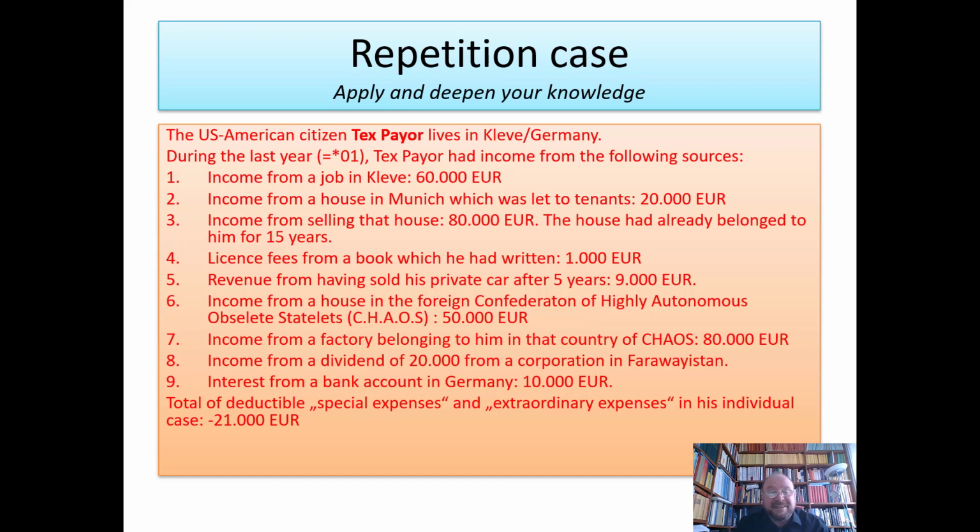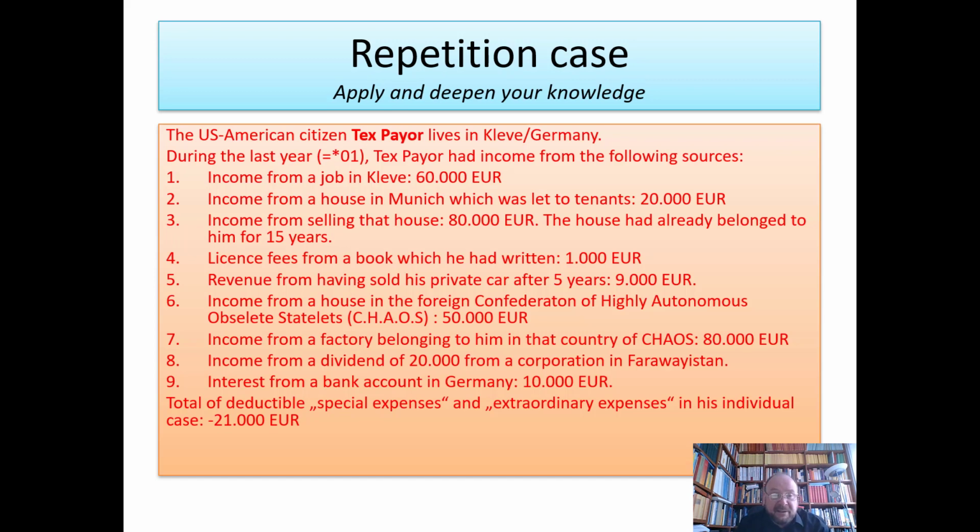And if that house is rental income, so current income, it would be covered by lease and rent income, so it's 50,000 taxable income. Income from a factory belonging to you in the foreign country of Chaos again. Chaos is a fictitious country. I like it. It's a confederation of highly autonomous, obsolete statelets. And there you earn 80,000, and then you get a dividend of 20,000 and interest from a bank account and have some special expenses.